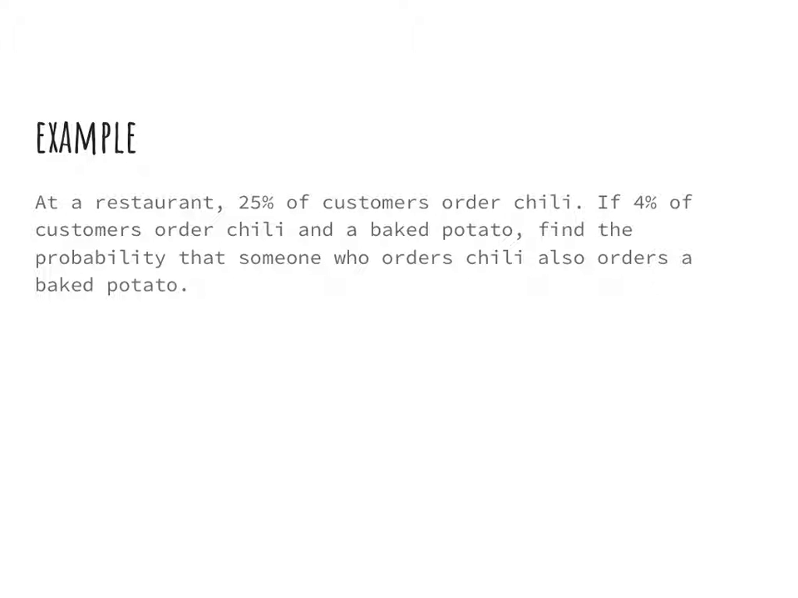So here's an example of that. At a restaurant, 25% of the customers order chili, 4% of the customers order both chili and a baked potato. Find the probability that somebody who orders chili also orders a baked potato. Okay, so we have here chili is our event A, baked potato is B.